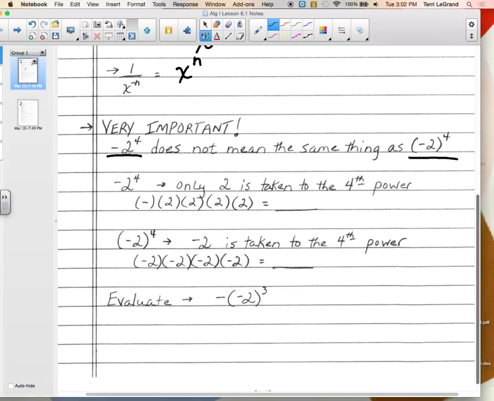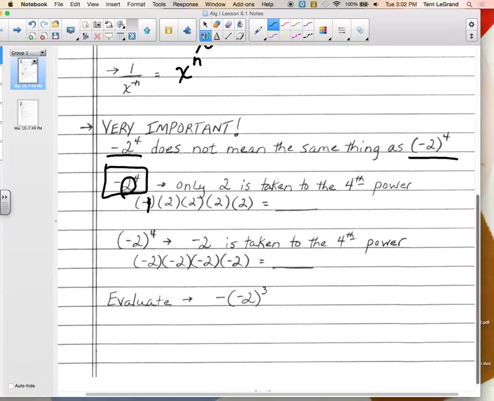This one, when it's written without parentheses, that is saying you're going to take only the 2, this part right here, is the only thing taken to the 4th power. And that negative sign out front is a multiplier. It's like a negative 1. So in fact, let's make that a negative 1 right there. Let's put a 1 in there. So that negative sign is not part of the base. It's in front of the base.